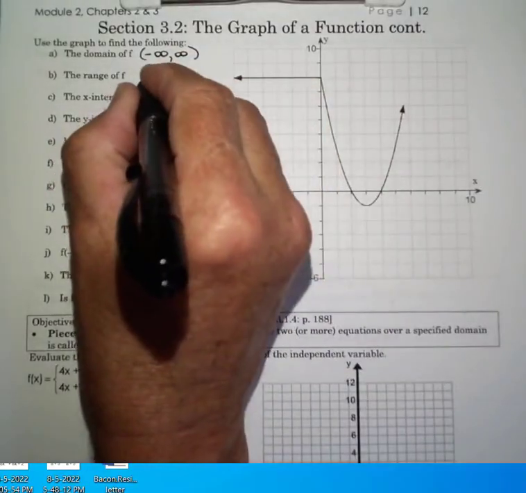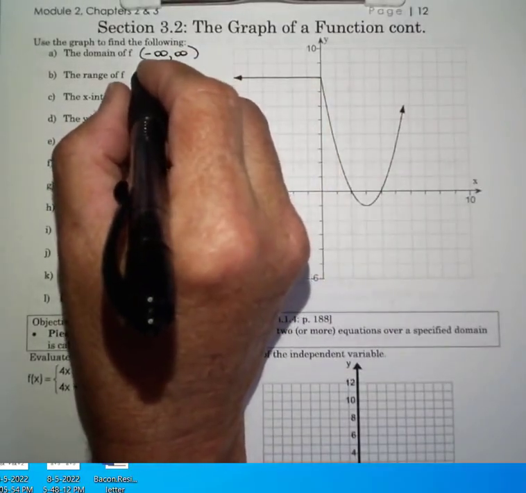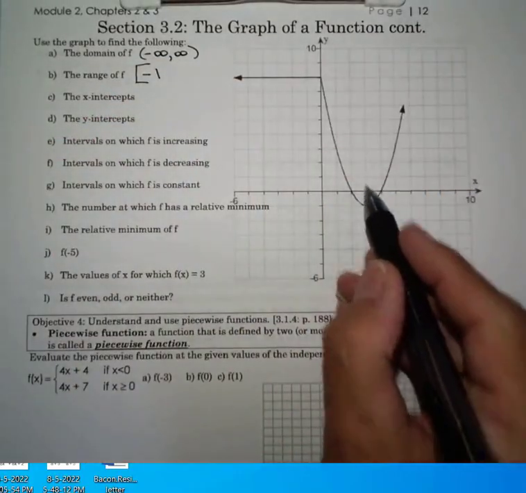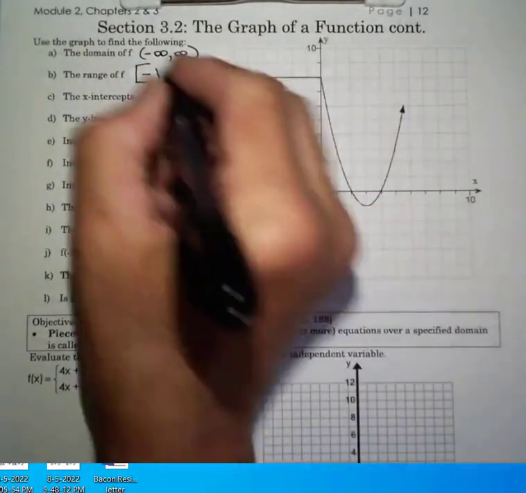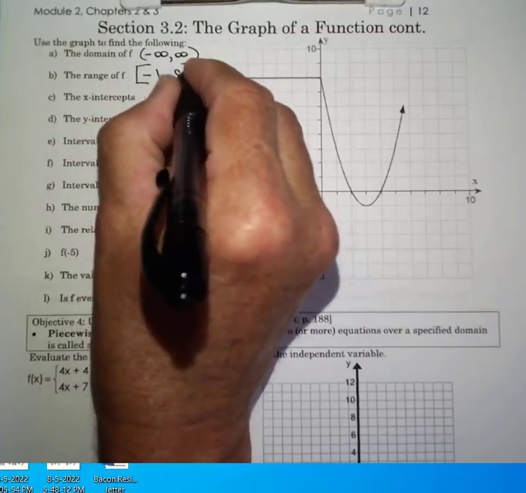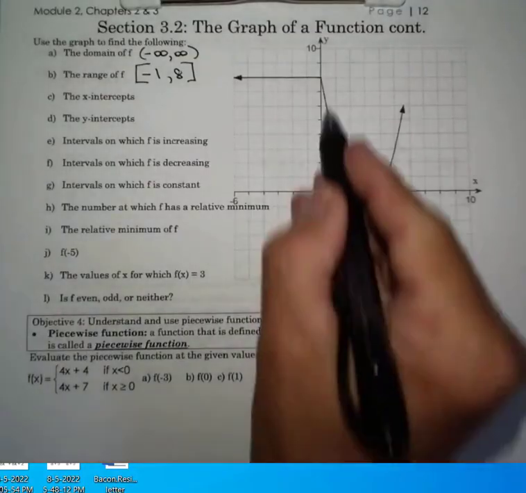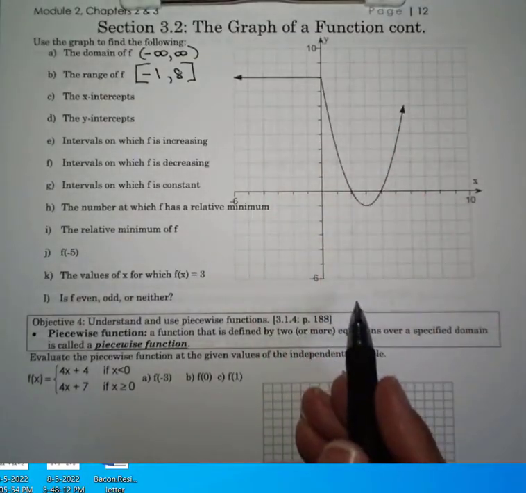I'm going to say it reaches that negative 1. I believe it does. And then it goes all the way up to a positive 8. It looks like it does reach that value too. So negative 1 to positive 8, that's where it's contained within the range.